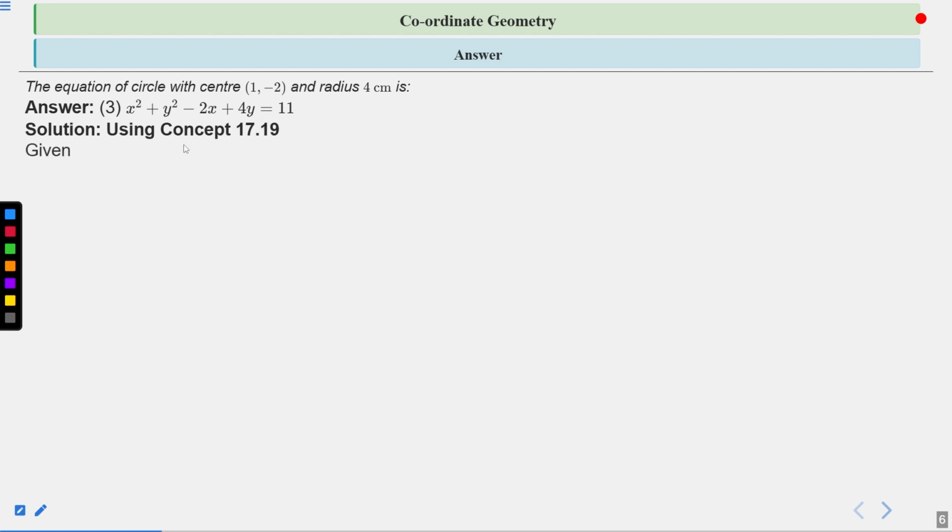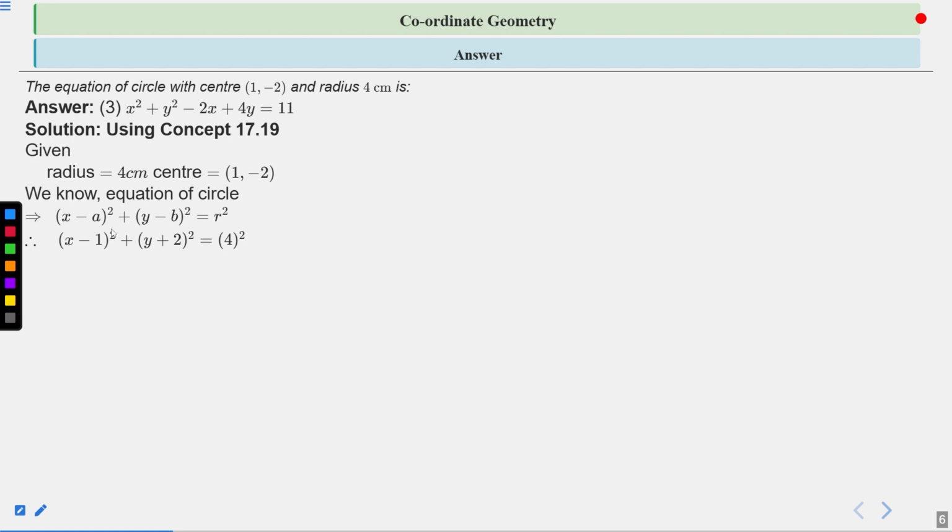So given that radius is 4 centimeter and center's coordinate is 1, minus 2. So we know the equation of the circle is x minus a whole square plus y minus b whole square equals to r square. So we are just putting the value of the center's coordinate. So x minus 1 whole square plus y plus 2 whole square, because the coordinate is minus 2. So when we put the value of b as minus 2, it will become positive. So y plus 2 whole square is equals to 4 square.